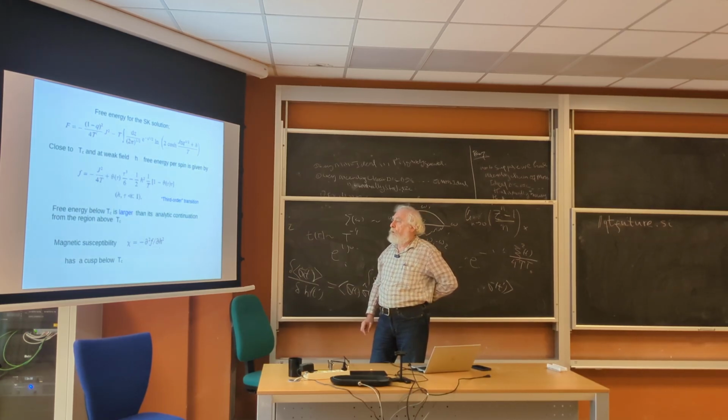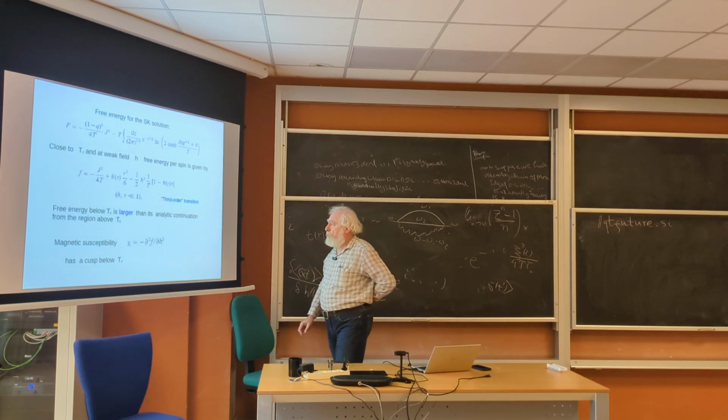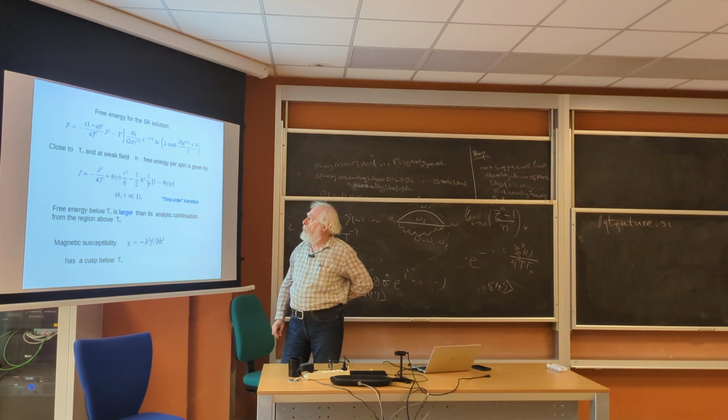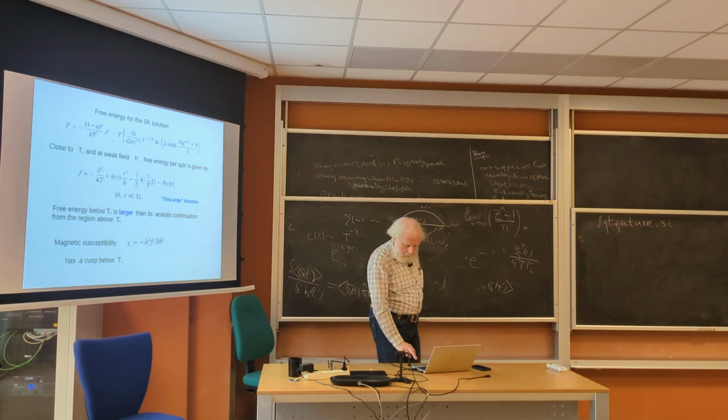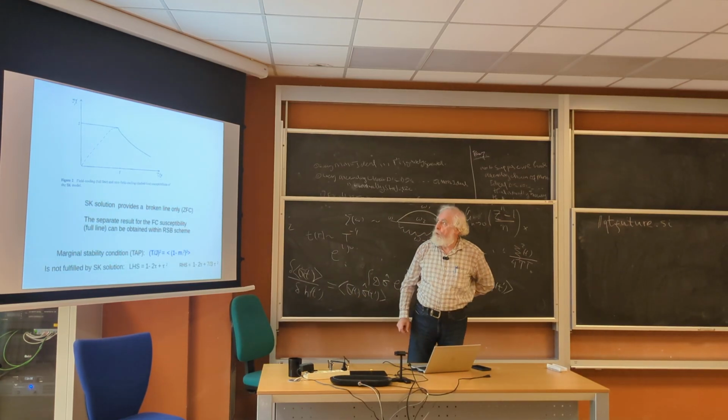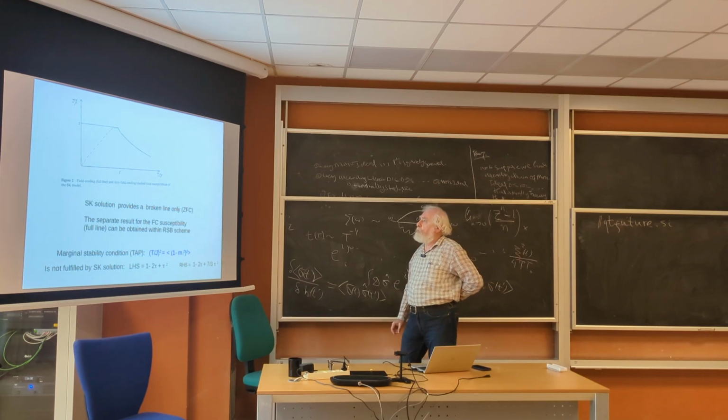Now, this term with H can be used to calculate magnetic susceptibility, the second derivative of free energy over magnetic field. The solution we found corresponds to the dashed line below the transition temperature.